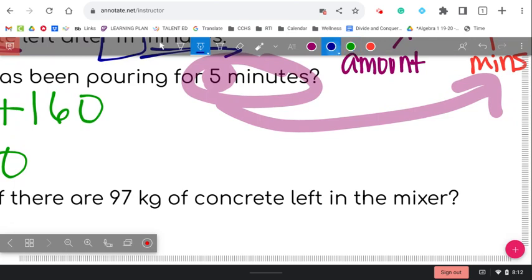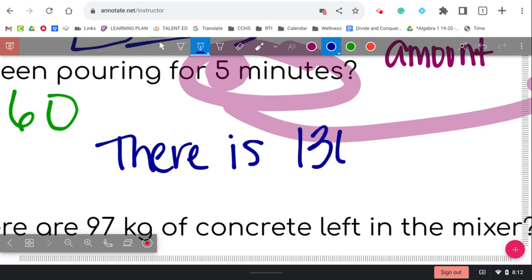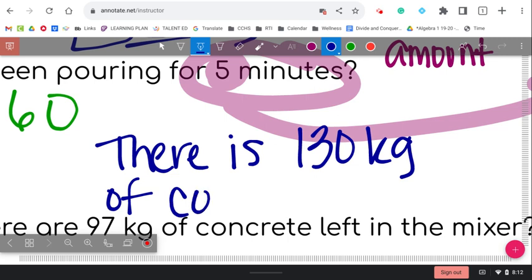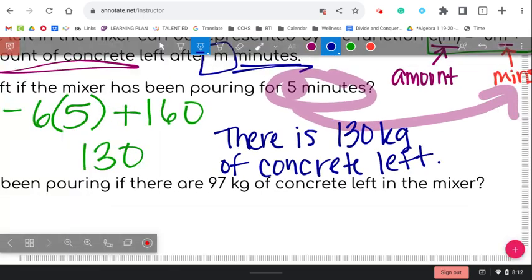So you would need to write a sentence. There is 130 kilograms of concrete left. So make sure you're writing your sentence once you get your answer.